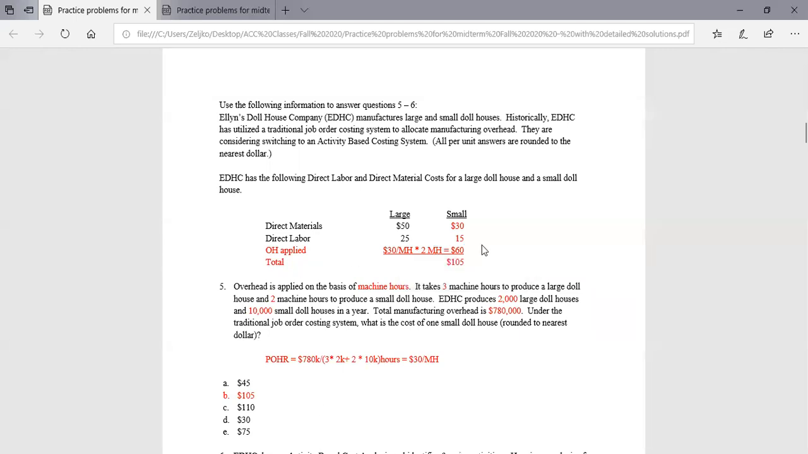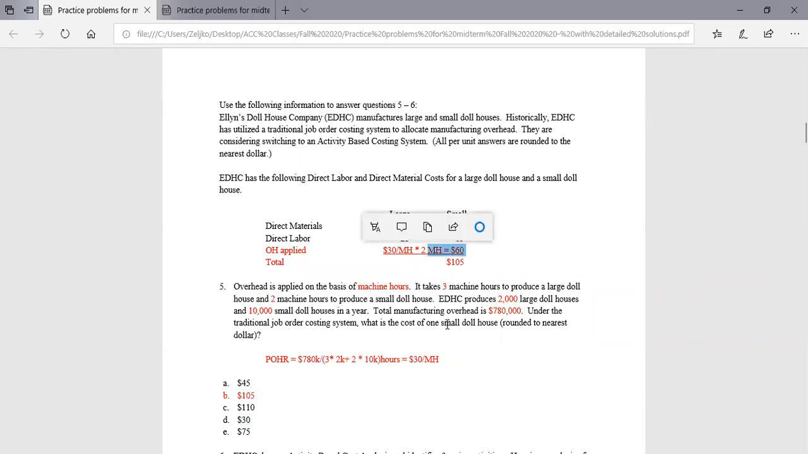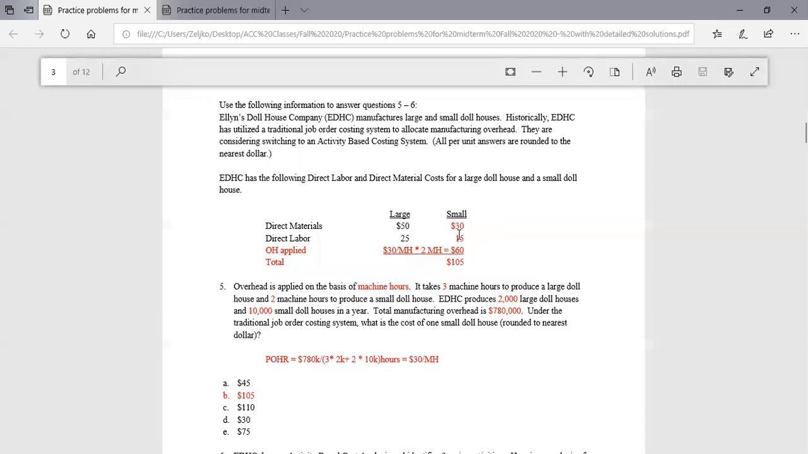Now, if it happens that you see $60 among the answers and you say $60, well, that would be a kind of trick to fool you, but it would be your responsibility. No, it's not $60. $60 is just overhead, right? If we are looking for a small dollhouse, the overhead would be $60.